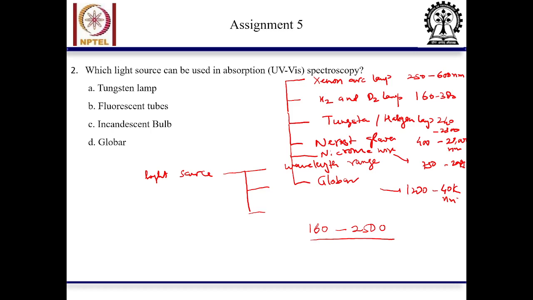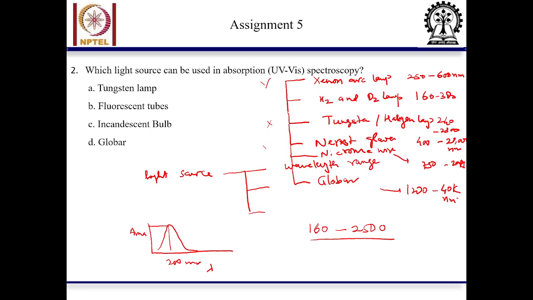And the question is why these wavelength ranges are important. If you look at the different types of electronic transitions, suppose your absorption maximum is close to 200 nanometers. Suppose this is your A max and this is your lambda. Then we can't use the tungsten lamp, xenon lamp or Nernst glower. For that you need a combination of two lamps.